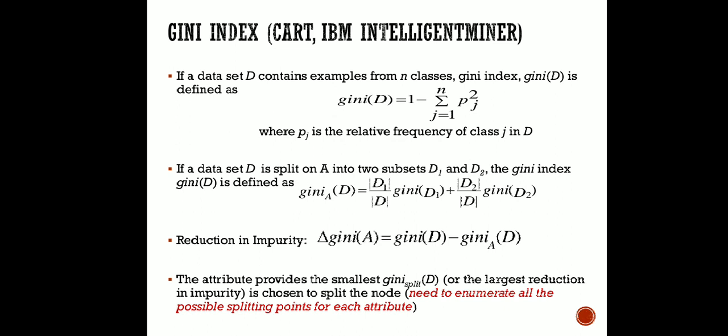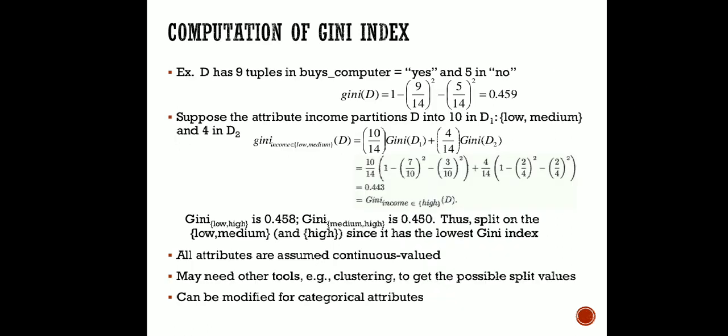The chance of selecting that attribute can be calculated by finding its probability, and to calculate the relative frequency we subtract that value from 1. So here, the chances of buying the computer is 9 and not buying is 5. If we sum it up, it will be 9 by 14 whole squared plus 5 by 14 whole squared, and it is 1 minus all of that, and it comes to 0.459.